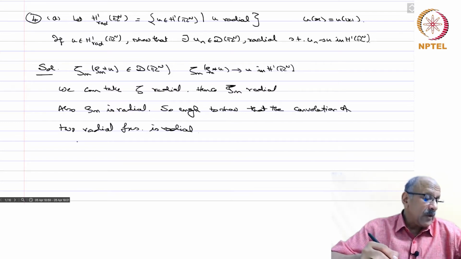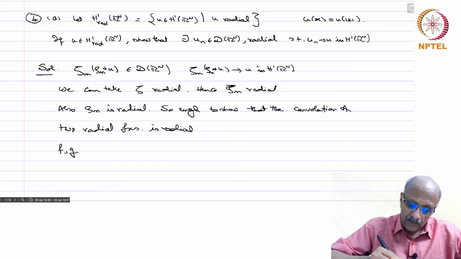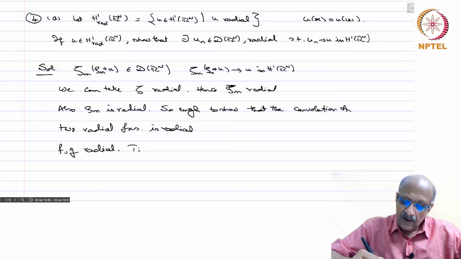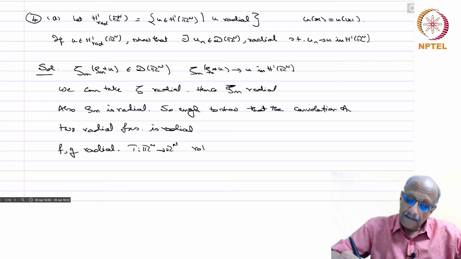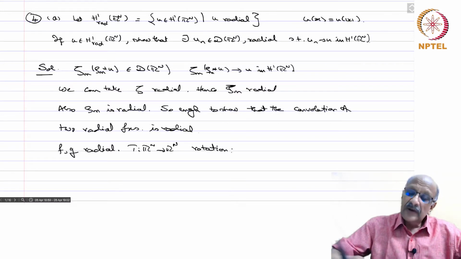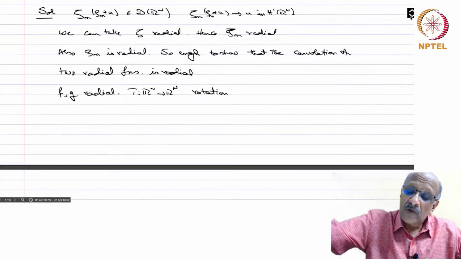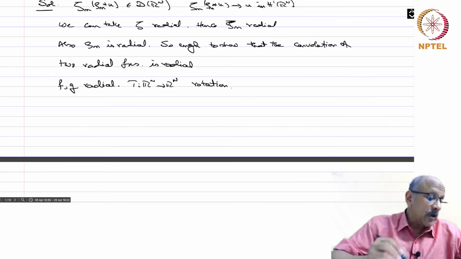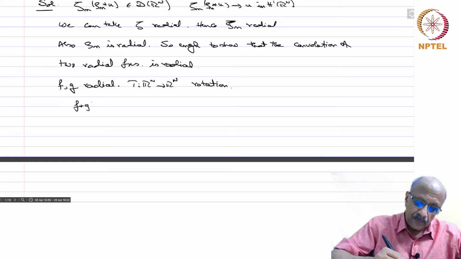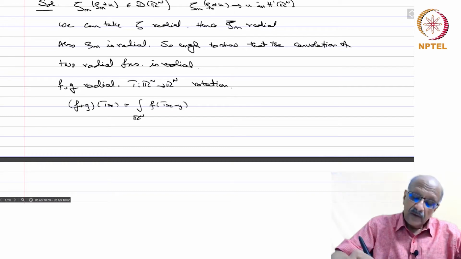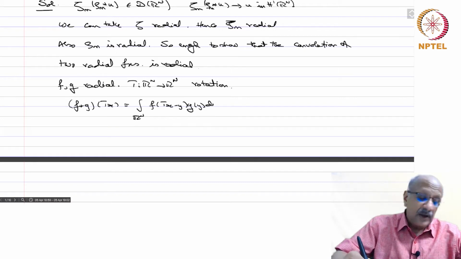Okay, so f, g radial, okay, and T from Rn to Rn a rotation. What is radial? Radial means it should be the same when you do any rotation. Okay, so f star g of Tx is equal to the integral over Rn of f of Tx minus y, g of y, dy.